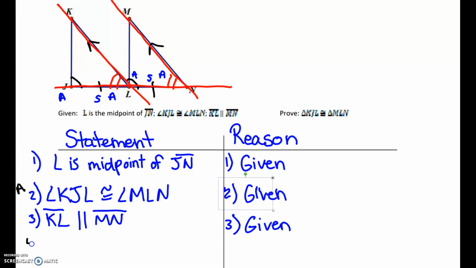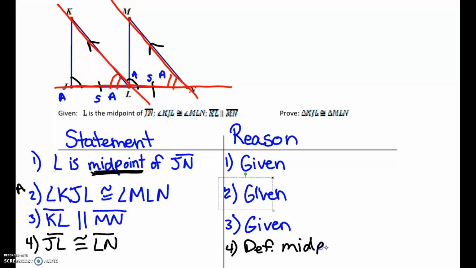Well, let's go ahead and take a look at the givens. If I tell you that something is a midpoint, well, midpoints divide segments into equal pieces, just like a bisector. So I can say that JL is going to be congruent to LN, and again, I'm listing these very carefully, guys, because of the definition of the word midpoint. Definition of midpoint. So that gets me my S.